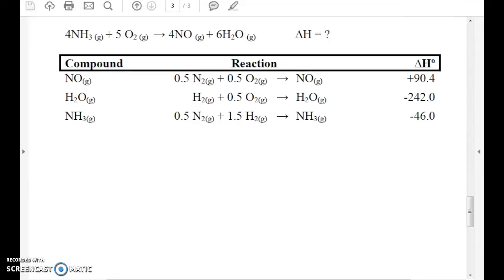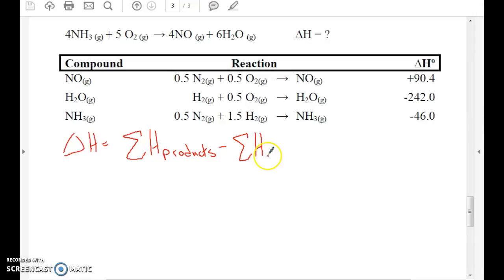If you're going to do the shortcut for this, what you end up doing is delta H equals the sum of the enthalpy of the products minus the sum of the enthalpy of the reactants. Because remember, when you do delta H or delta anything, it's always final minus initial. So for a chemical reaction, final are the products, initial are the reactants.